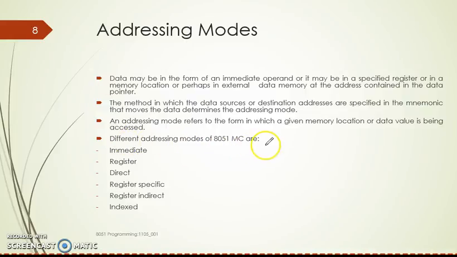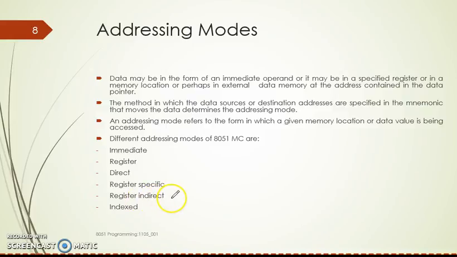So the different addressing modes of the 8051 microcontroller are immediate, register, direct, register specific, register indirect, and indexed addressing mode. In immediate, the data is mentioned directly in the instruction. In register, data is stored in the register. In register indirect, the address of the data is stored in the register. In direct, the address of the data is mentioned directly in the instruction. In register specific, specific registers are used for holding the data, for example the DAA instruction, decimal adjust after addition.